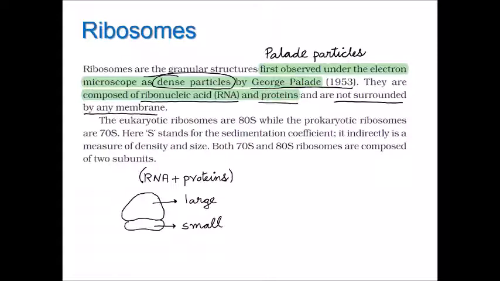But the type of ribosomes found in eukaryotes and in prokaryotes are different. Something we discussed in the first class was that ribosome is a cell organelle which is common to all cells, whether it is a bacterial or prokaryotic cell, plant cell, animal cell, or fungal cell. Almost all cells will have ribosomes. In eukaryotic organisms, the ribosomes will be 80S, and in prokaryotic organisms, the ribosomes will be 70S.